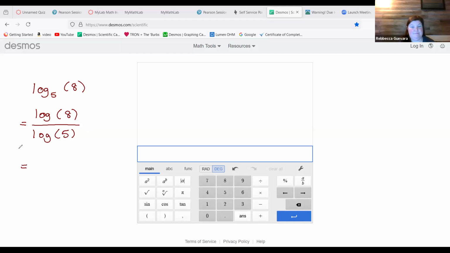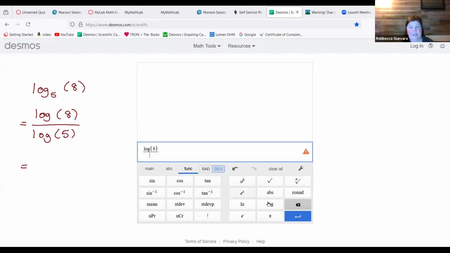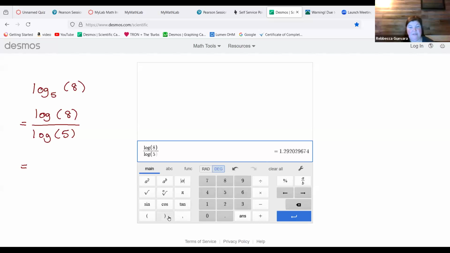And if I do that, log of 8 divided by log of 5, and I'm going to round this to 5 decimal places for right now. No particular reason, it's just going to make this a little easier. This is approximately, it's not going to be exactly, but approximately 1.29203.